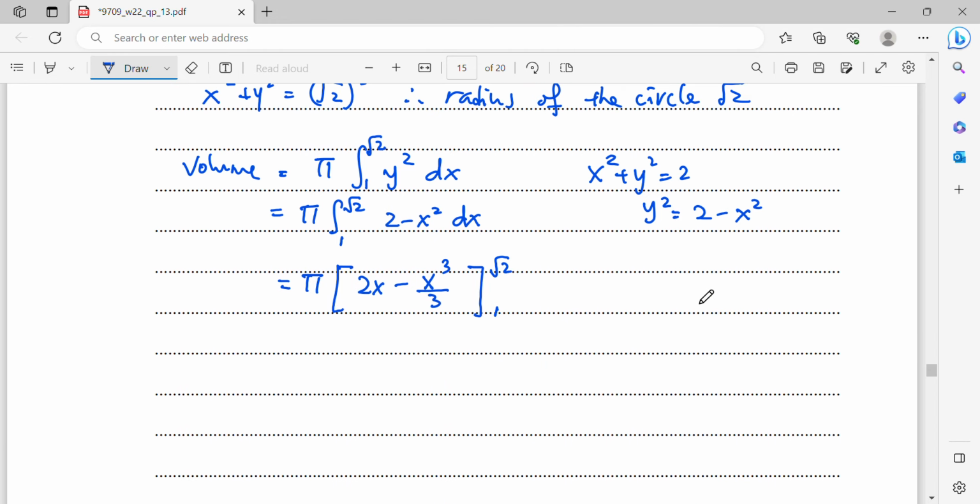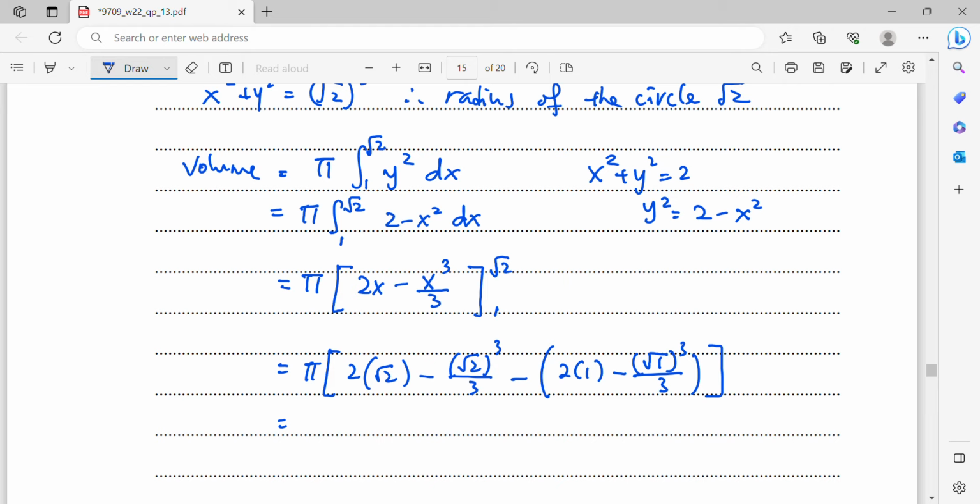Okay, so now replace the values. So pi, bracket, 2 times square root 2 minus square root 2 cubed over 3, then minus, where x is 1, so 2 times 1 minus 1 cubed over 3.